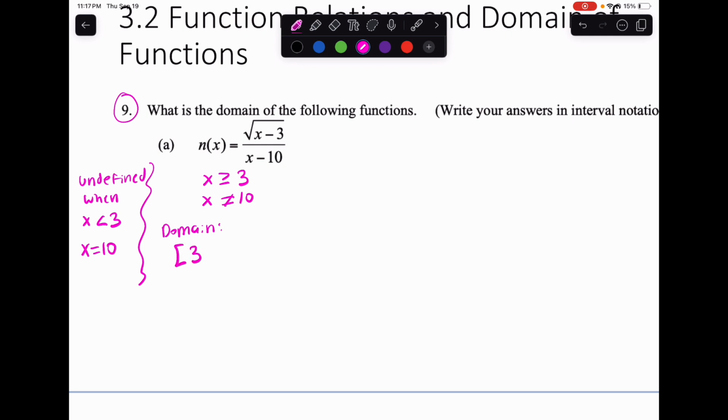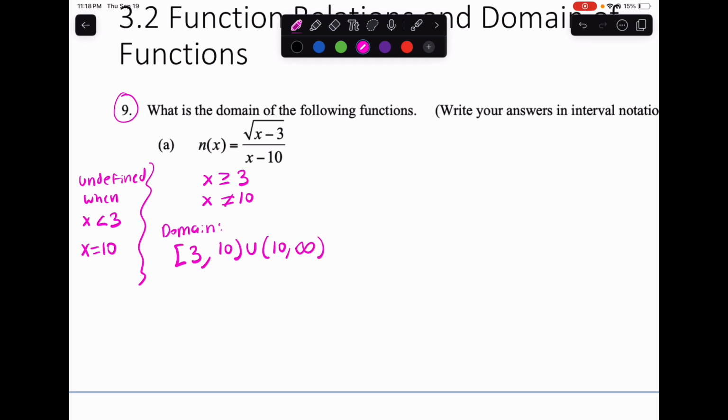And I put it in brackets because that's included. We can include 3. But again, we don't want anything less than 3 to be included. And then we also just don't want it to be 10. So we put 10 here, and we use parentheses to emphasize that 10 is not included. We use our union, and then we would go from 10 to infinity.